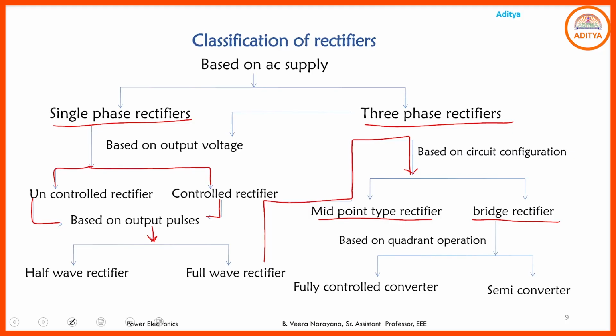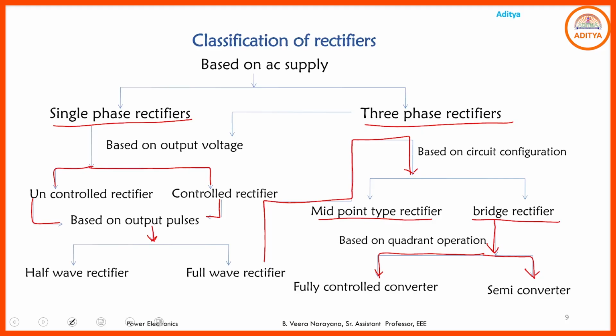Based on quadrant operation, this bridge type rectifier is further classified into two types, like fully controlled converters or semi converters. These are also called half controlled converters. Similarly, the three phase rectifiers are also classified as three phase half wave rectifiers and three phase full wave rectifiers. Again, three phase full wave rectifiers are classified into center tap type rectifiers and bridge type rectifiers. Again, those bridge type rectifiers are classified into three phase fully controlled converters and three phase semi converters. We will discuss each and every classification of these rectifiers.